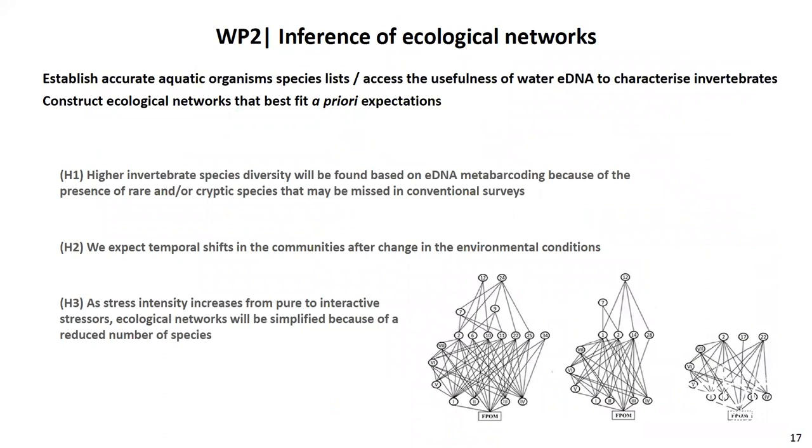So in this work package, we hypothesize that higher invertebrate species diversity will be found based on environmental DNA metabarcoding because of the rare or cryptic species that may be missed in conventional surveys. We also expect temporal shifts in the communities after a change in the environmental conditions, as well as stress intensity increase from pure to interactive effect of the different stressors. Ecological network will be simplified because of a reduced number of species.